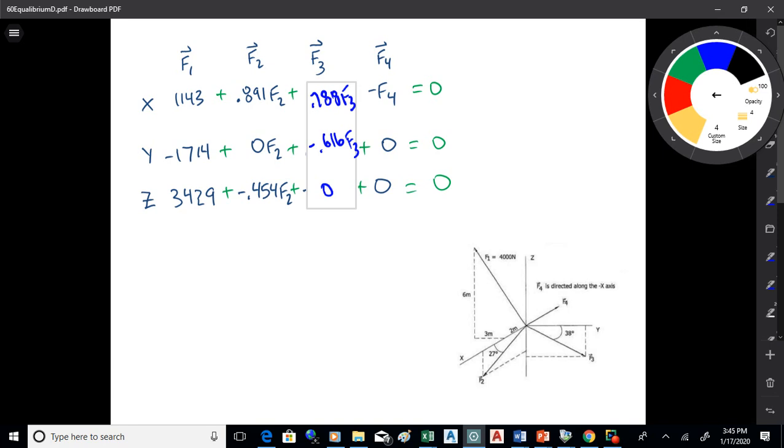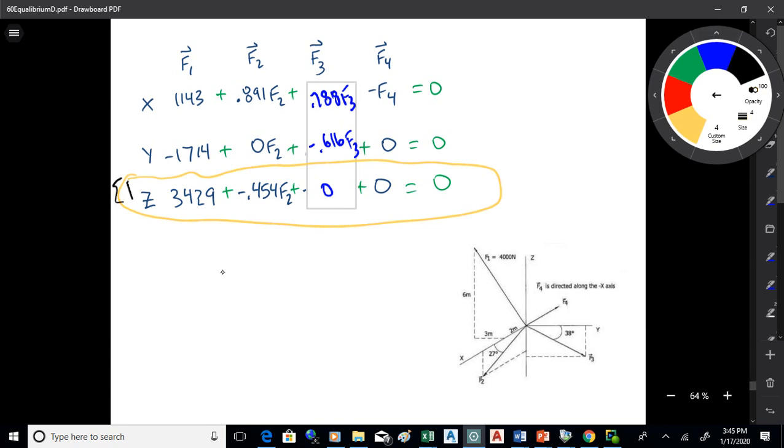You're looking for one with one unknown. And yeah, I think I heard a z. You all seeing that? That's an equation: the sum of Fz is equal to 0. So what you've got there is 3429 minus 0.454 times F2 is 0. So you can then say 0.454 F2 is equal to 3429, and then you can divide out.